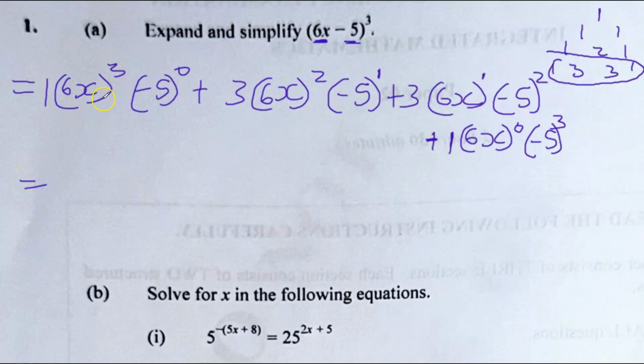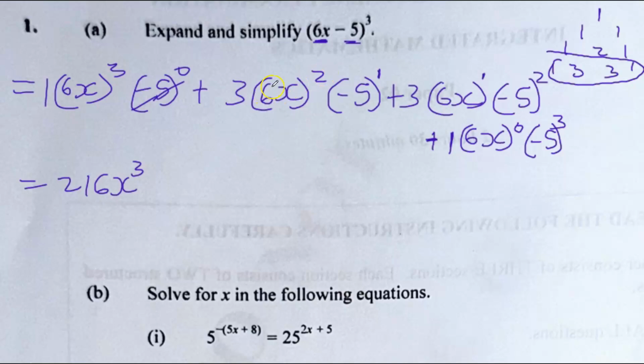This is 6x raised to the third power, so we put 6 to the power of 3 and also x to the power of 3. Now 6 to the third power, 6 times 6 times 6, is 216, times x cubed. And of course, any non-zero value raised to the power of 0 is 1, so negative 5 raised to the power of 0 is 1. Next term, we have 6 and x raised to the second power.